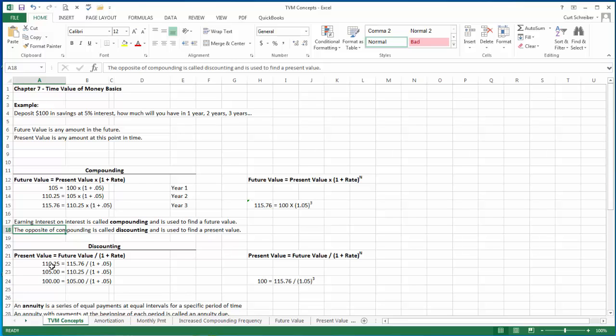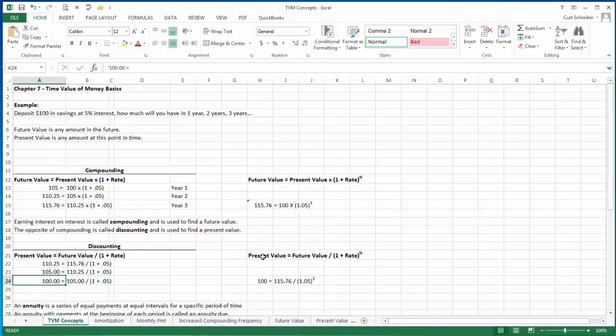and it's used to find a present value based on a future value. So let's take a look at another example. Let's say that we have $115.76 3 years from now. Well, if we take that future value divided by 1 plus the rate of interest, it's doing the exact opposite of what we did up here. So 115.76 divided by 1.05 equals 110.25. 110.25 divided by 1.05 equals 105. 105 divided by 1.05 equals 100.